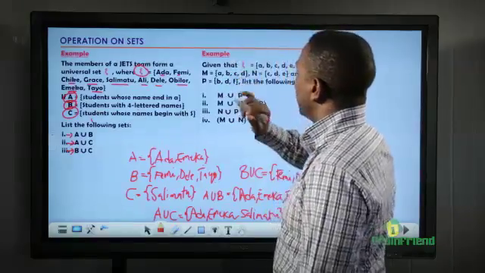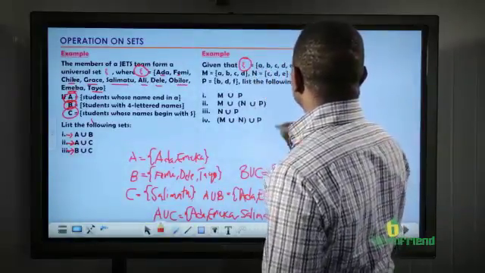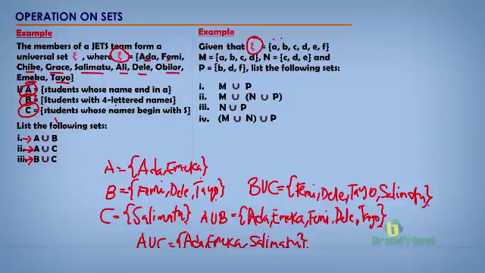Let's take a look at our other example here. If our universal set is the set of elements A, B, C, D, E, and F, M is the set that has elements A, B, C, and D, N has elements C, D, and E, and the set P has elements B, D, and F. List the set of M union P.